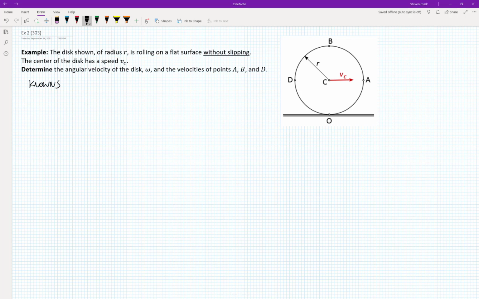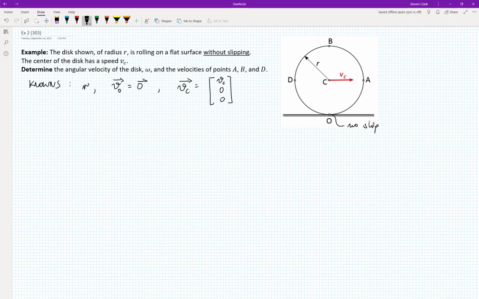I believe that definitely we know the radius. I'm pretty sure that we know that velocity at point O is 0. Velocity O is 0 because there is no slip in here. And also we know that velocity C is horizontal. So VC is (VC, 0, 0).